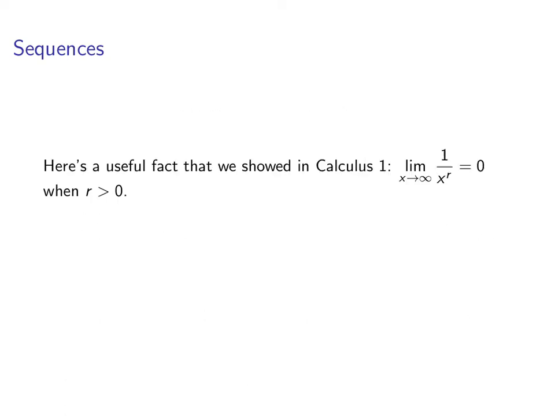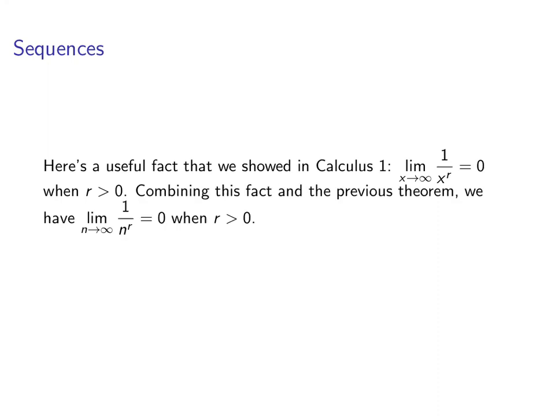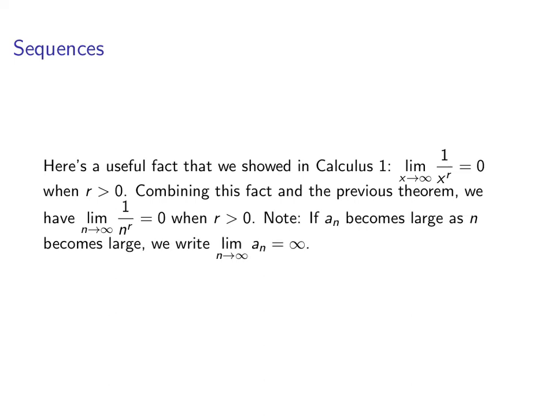All right, the last thing we want to talk about is that we showed this fact in calculus 1, that the limit as x approaches infinity of 1 over x to the r is equal to 0, at least when r is positive. Now if we combine this fact and the previous theorem about matching up functions and sequences, we have that the limit as n goes to infinity of 1 over n to the r is equal to 0 when r is positive.